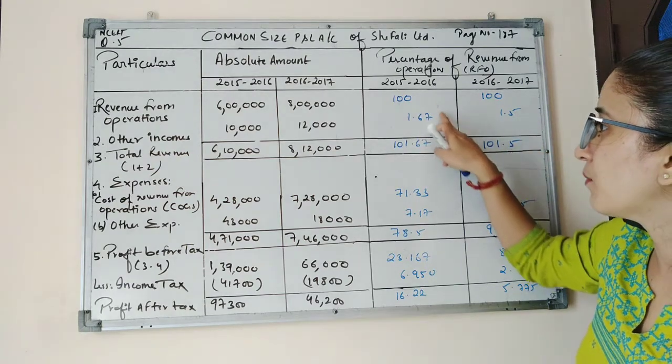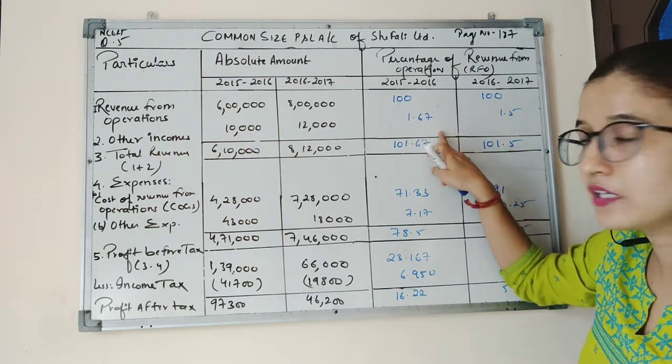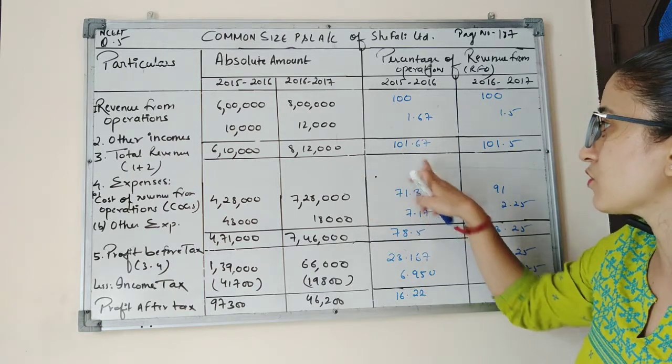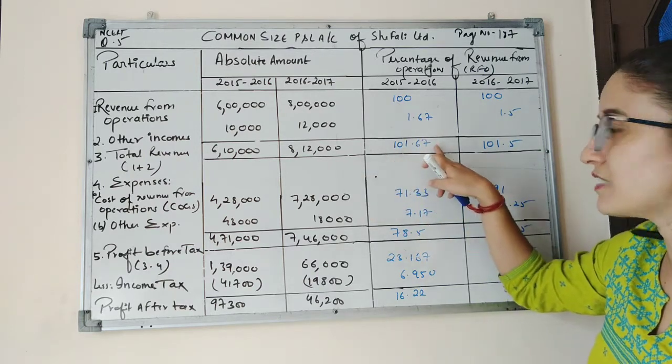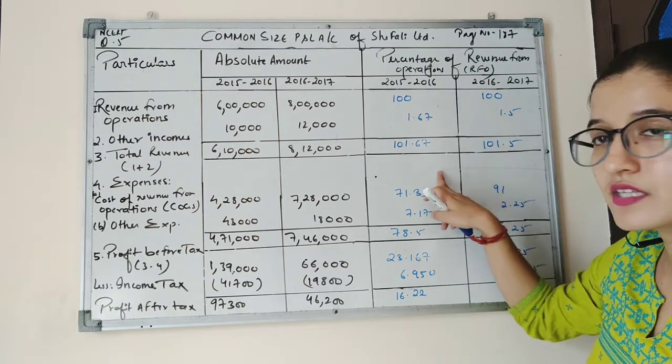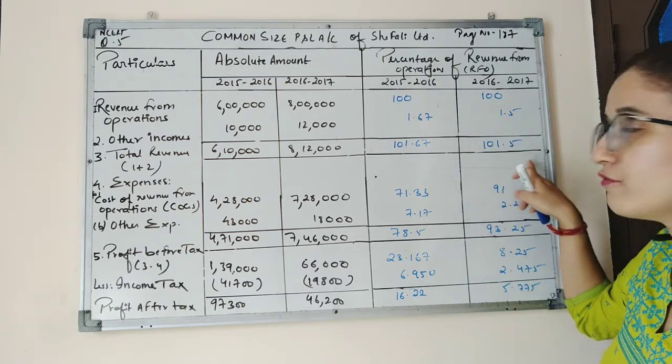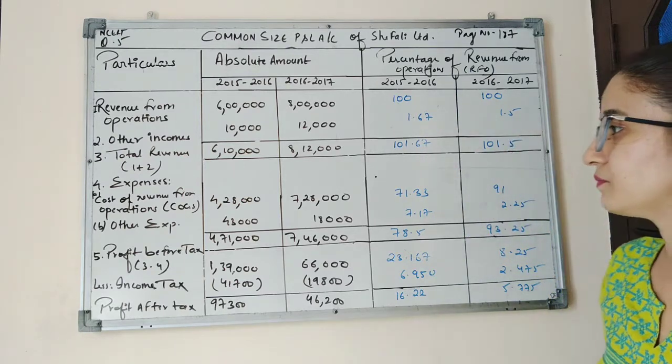Now we will add these both, revenue from operations and other incomes. We will get total revenue. So total revenue is 101.67% of previous year and 101.5% in current year.